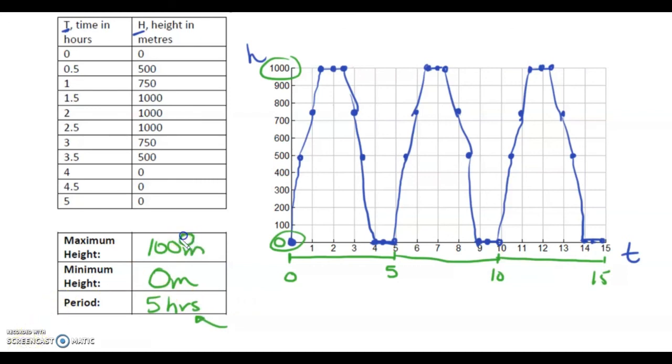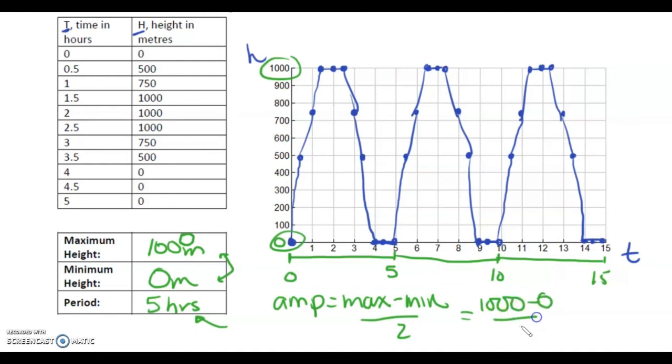All right, 1,000 meters. And by the way, with the 1,000 and the 0, if it asks for amplitude, we can actually solve for the amplitude, which is max minus min divided by 2. So 1,000 minus 0 over 2, which is 500 meters. So we can see that the halfway through the graph is 500 meters, and it's going to go up 500 meters to the top, 500 meters to the bottom.